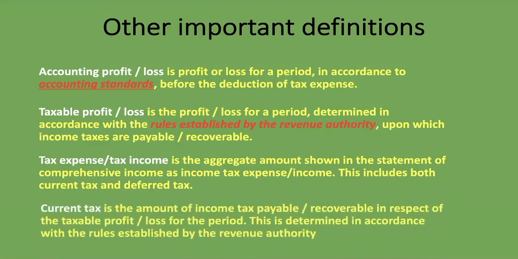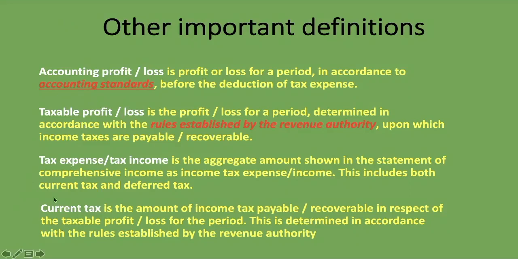Current tax is the amount of income tax payable or recoverable in respect of the taxable profit or loss for the period. This is determined in accordance with the rules established by the Revenue Authority. So how do we get the current tax? Well, we take taxable profit and we multiply that by the tax rate that the Revenue Authority has set up. So that is where we get our current tax.